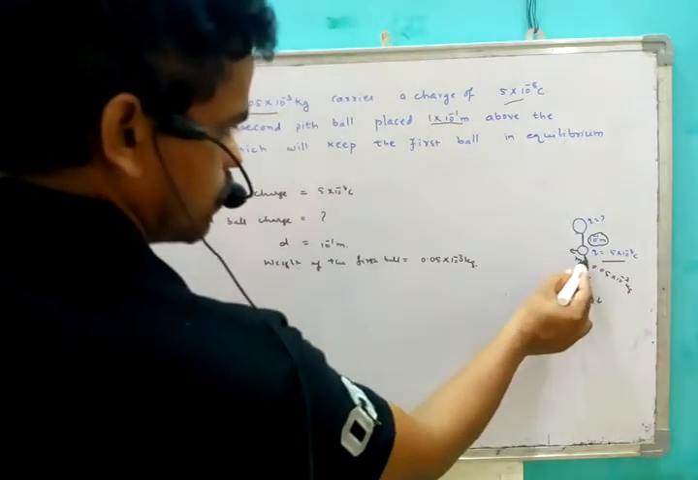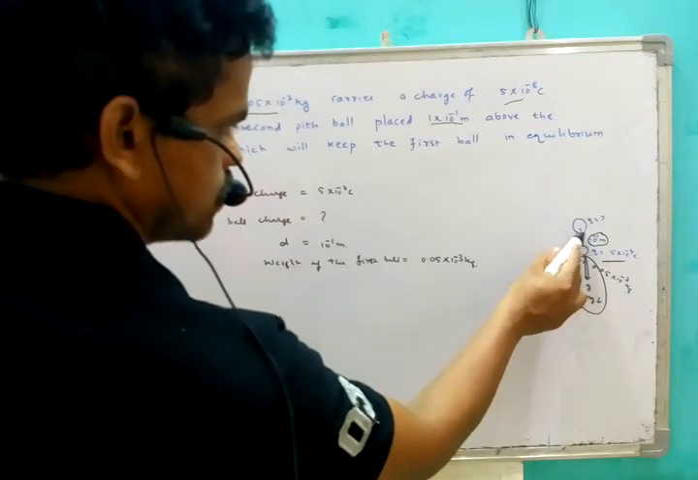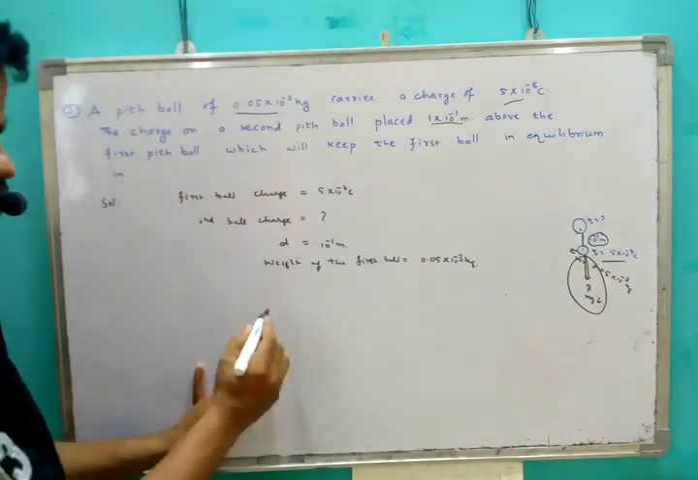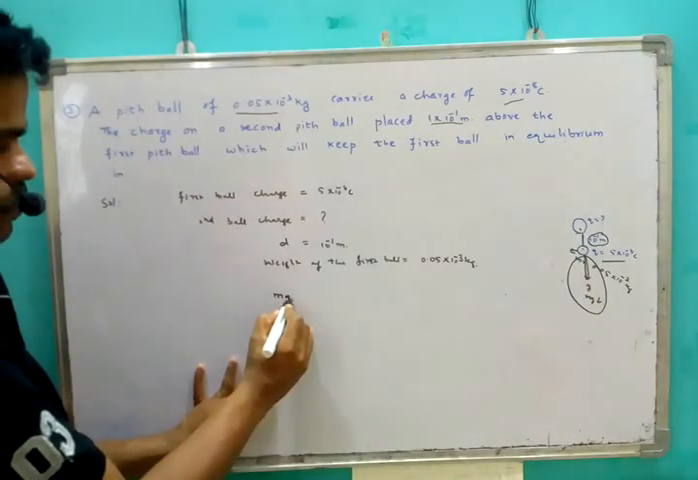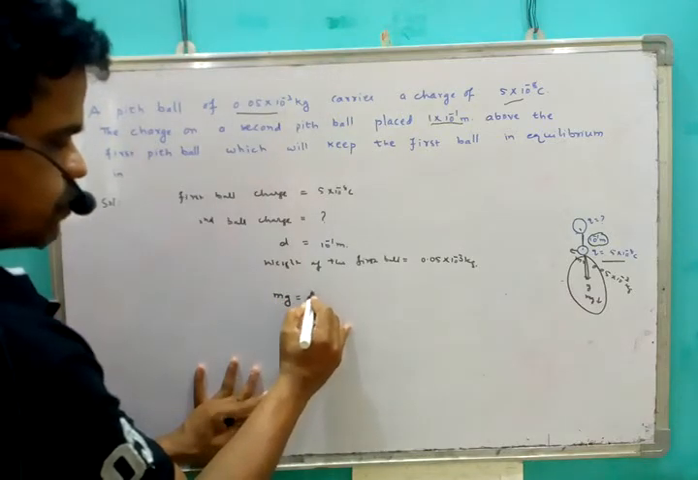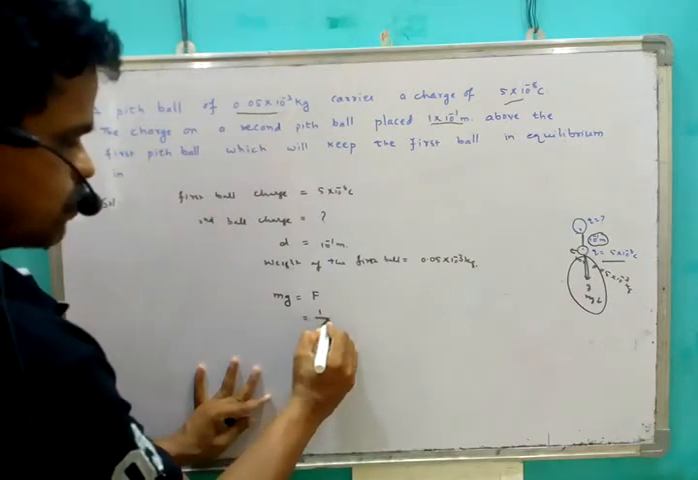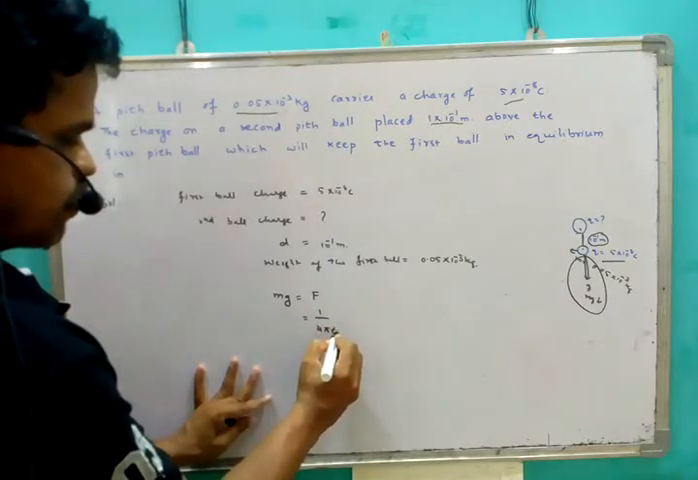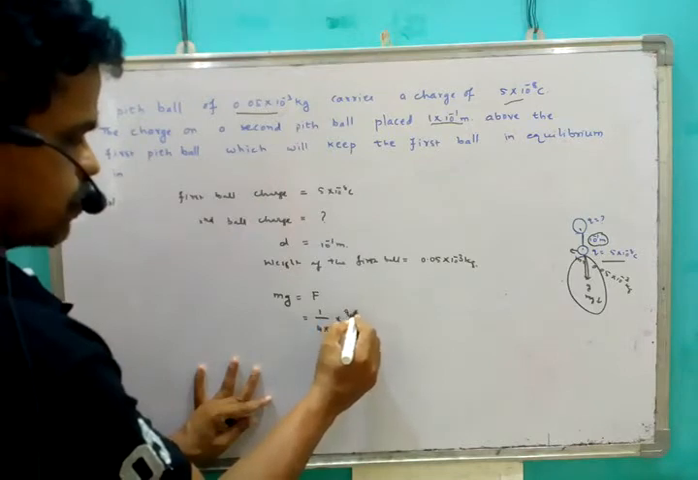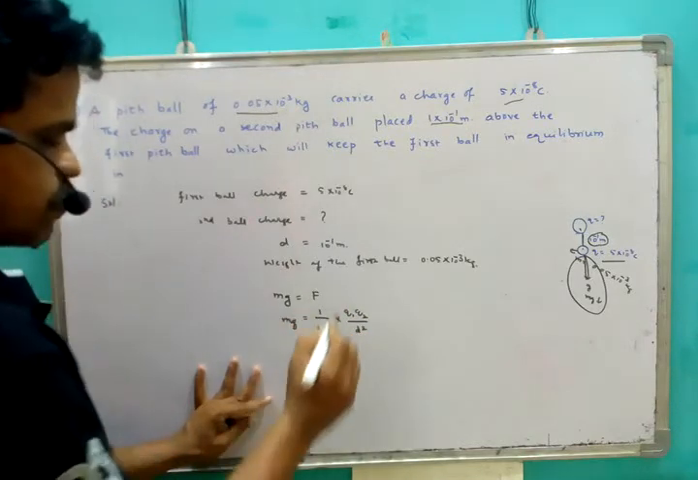So the weight of the first ball is balanced with the force between these two charges. That means mg, the weight of the first ball, is equal to the force between these two charges, which is 1/(4πε₀) q1 q2 / d² equal to mg.